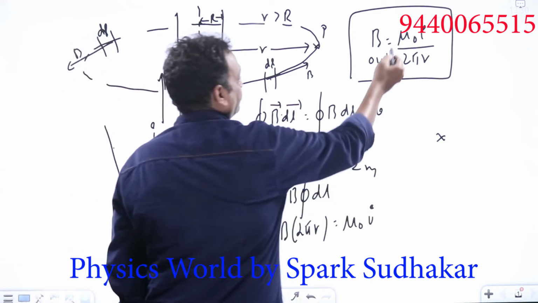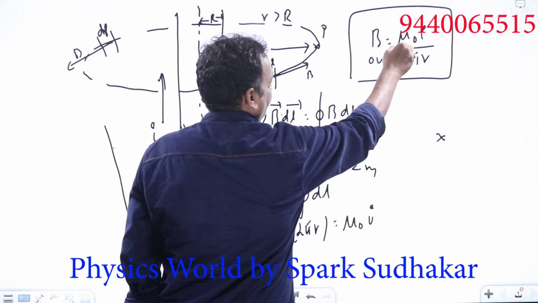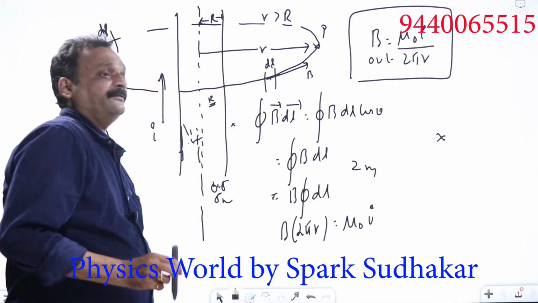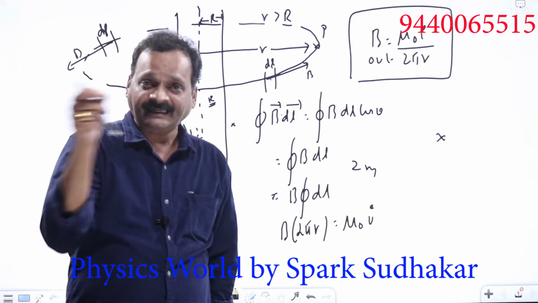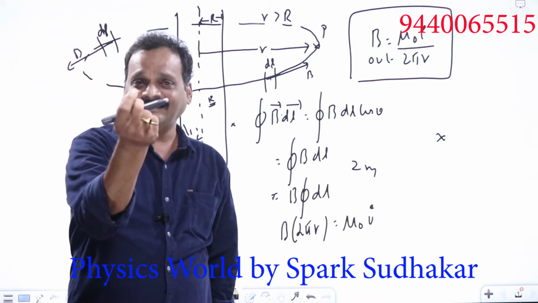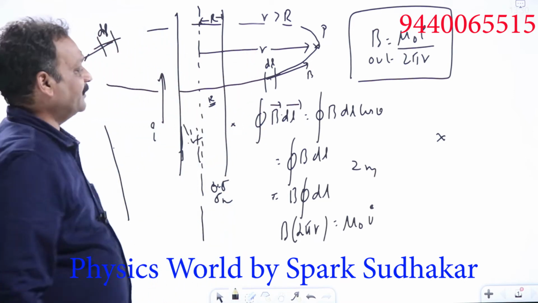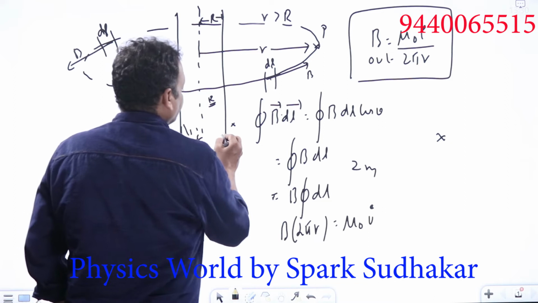Okay, so B due to a thick wire or thin wire at all outside points is mu naught I by 2 pi r. The only difference is, if it is a thick wire, you have to consider the distance from the axis. If it is a thin wire, you can neglect that radius part, extremely small, and simply take the distance from the surface only. Okay, next, what is B on the surface of the wire?